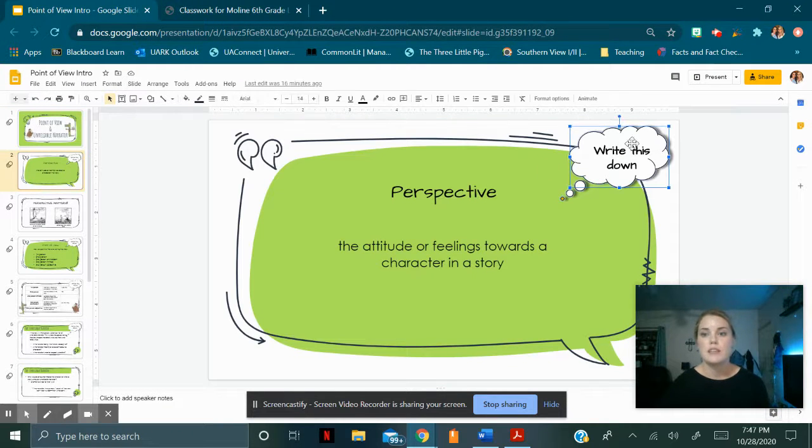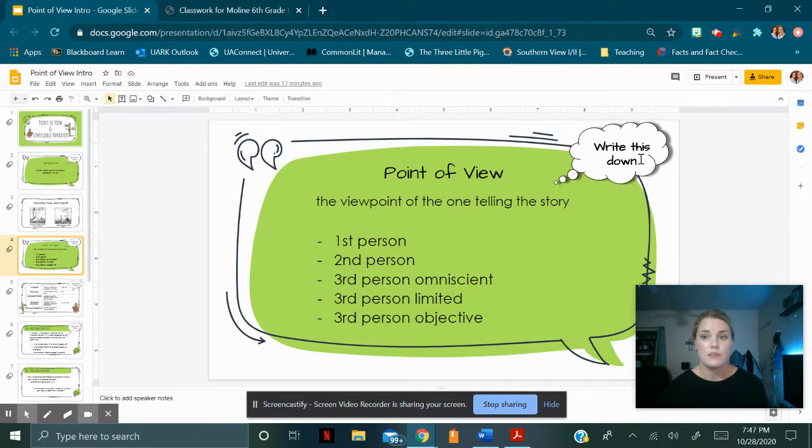I would just want to point this cloud out. You'll see these throughout the entire slideshow. If you see the cloud on the slide, you need to write the information down that is on the slide. Okay, so even if you don't want to, you need to write it down because it will 100% benefit you for future assignments or future quizzes or just in general. Okay, so you need to write it down. Again, write this down.